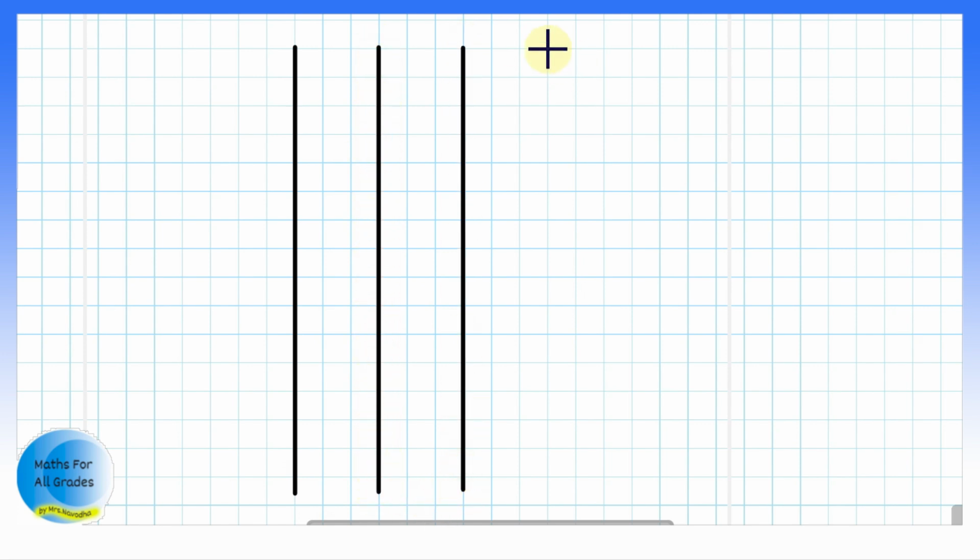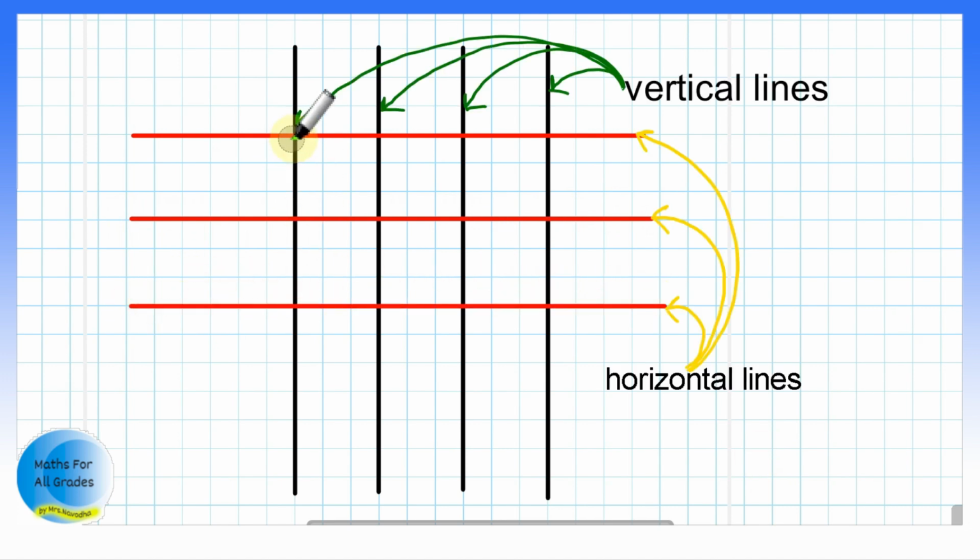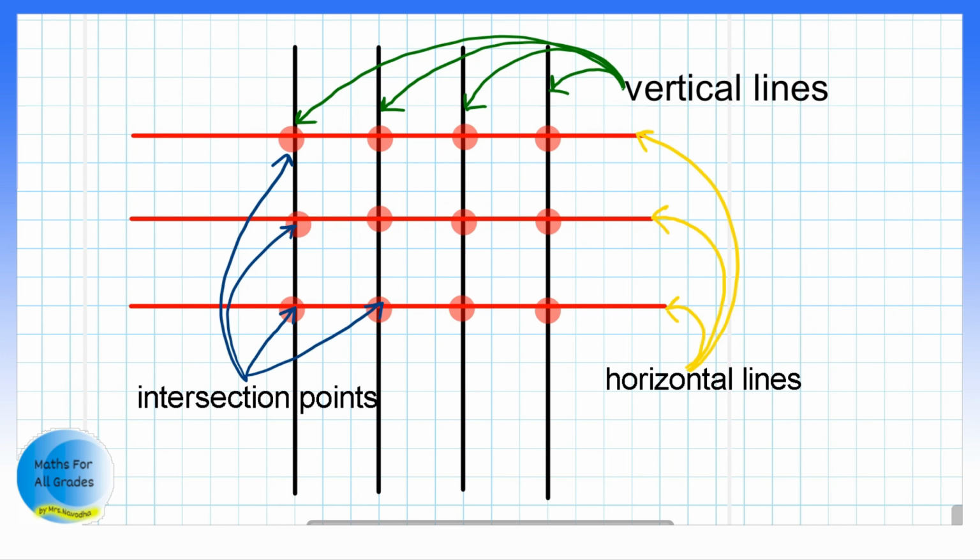A vertical line goes up and down like this, like a tall building. Horizontal lines stretch out like a long, flat road. So these are horizontal lines. Now look at these points where horizontal and vertical lines meet. We call such points intersection points. What do we call them? Intersection points. Good. Now let's get back to the activity.